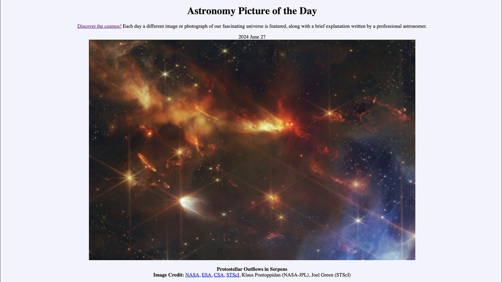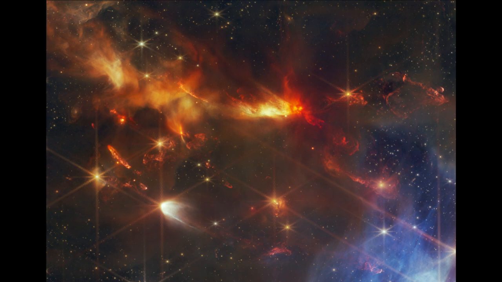Today's picture for June 27th of 2024 is titled Protostellar Outflows in Serpens. So what do we see here? Well, here we see a close-up image taken by the James Webb Space Telescope. So we're starting to see some of the detail that it is able to bring and some of the improvements over other telescopes, both here on Earth and in space, and the amazing resolution that it's able to give us.